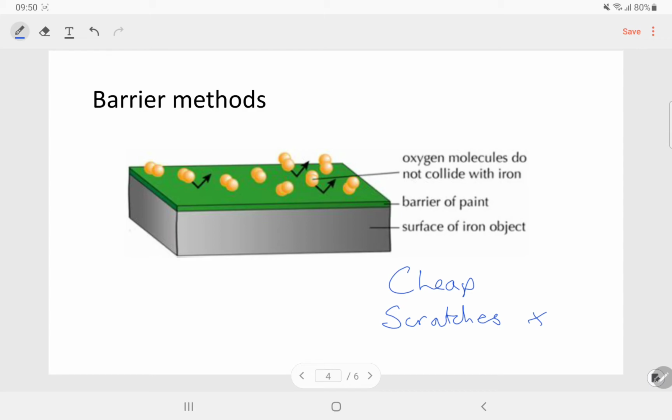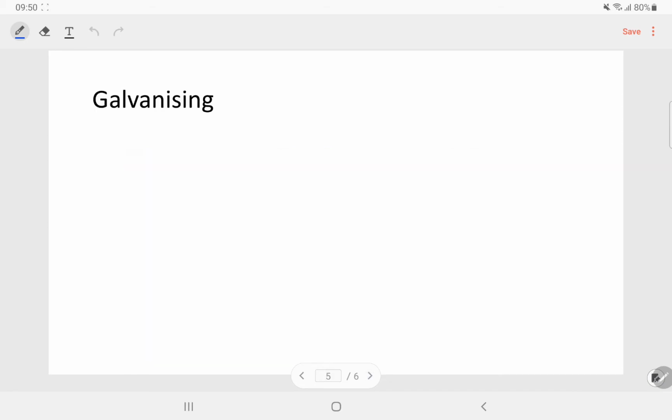So they're more temporary. You would have to keep renewing the layer of paint to avoid any scratches to stop the rusting happening underneath. A slightly better method is called galvanizing. So galvanizing, you would layer some metal over the top, preferably something like zinc.